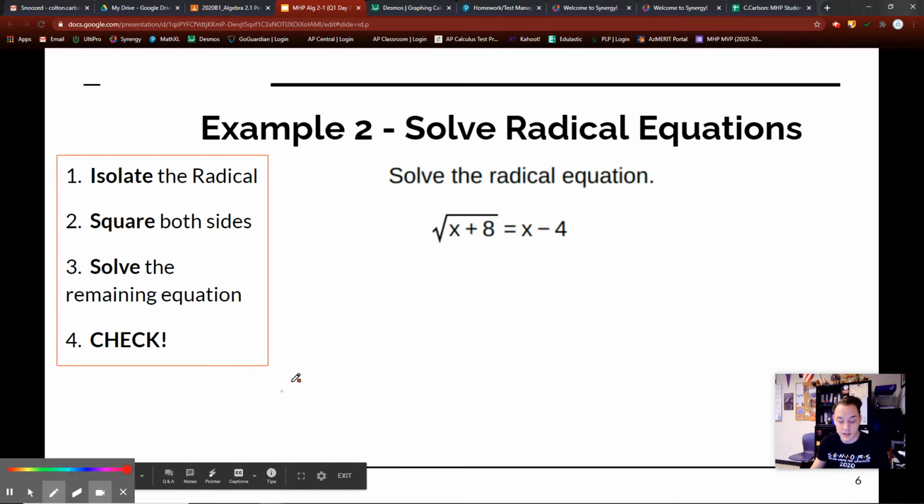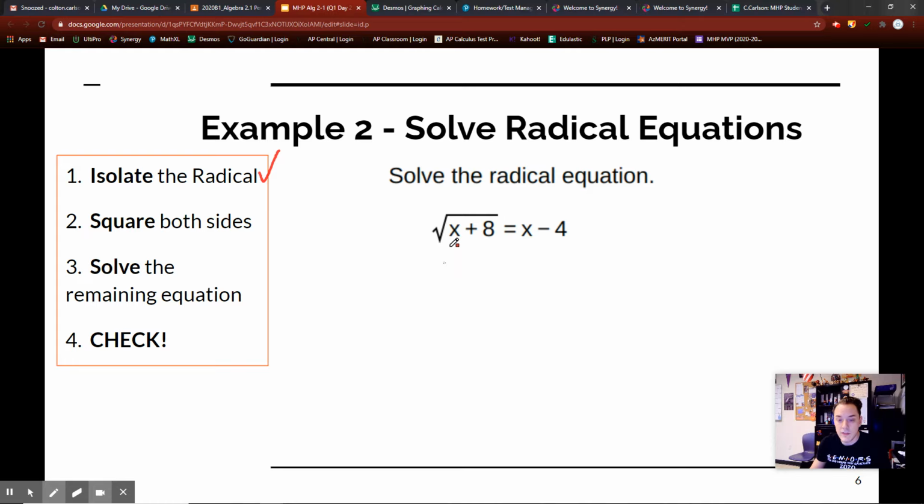So, is the radical isolated? Yes, it is. It's on the left side. I'm going to do this a little bit faster here. So that means I'm going to square this whole thing, but I'm also going to square this whole thing. Notice how I put this in parentheses, and you must do the exact same thing. Put it in parentheses, which means this square and that square root goes poof, so I'm left with x plus 8 equals, and then I have (x minus 4) squared.